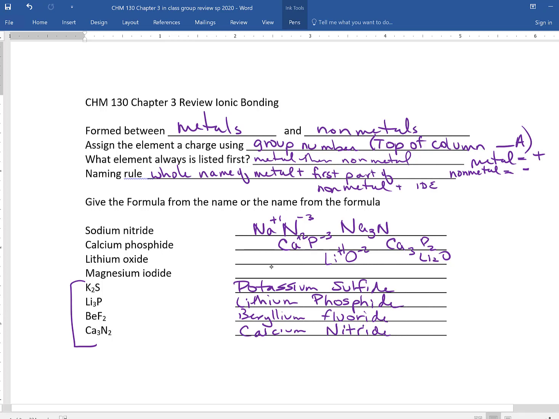Magnesium iodide. Magnesium is Mg. Iodide is I, so it's iodine. Charge on magnesium, +2. Charge on iodine, -1. It's in group 7. It's going to gain 1 electron to make 8. So always double check where it is at the top. Check the group number. Nonmetals gain electrons to make 8, so it's in the 7. So it's going to gain 1. That gives it a negative charge. Then swap.